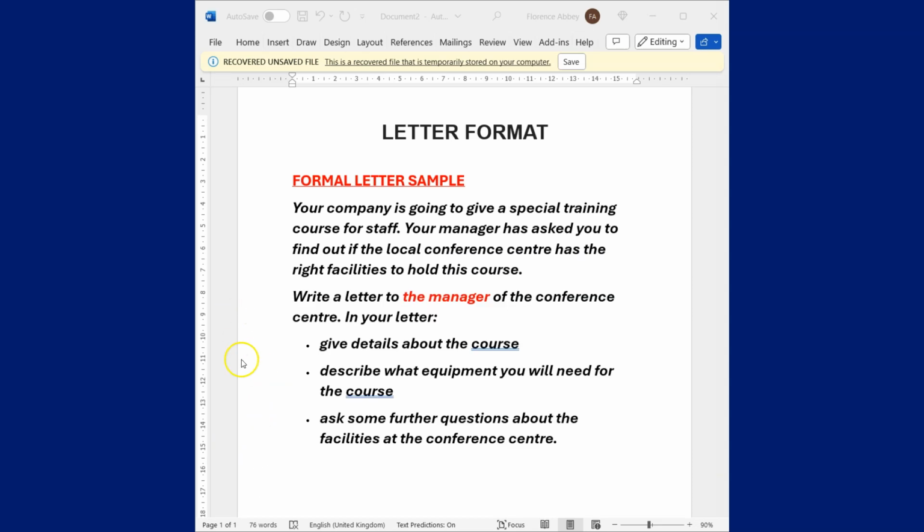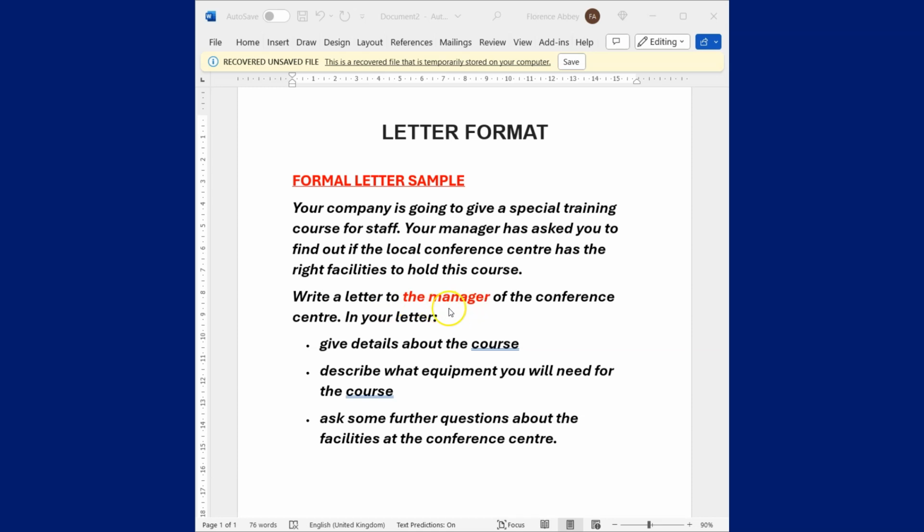Your company is going to give a special training course for staff. Your manager has asked you to find out if the local conference center has the right facilities to hold this course. Write a letter to the manager of the conference center. In the letter, give details about the course. Describe what equipment you will need for the course. Ask some further questions about the facilities at the conference center.